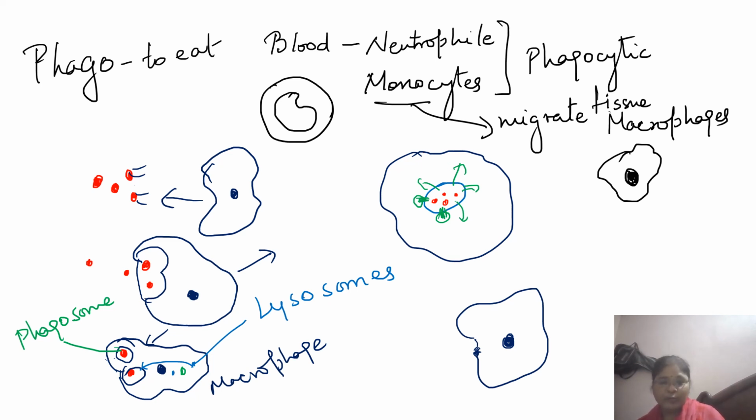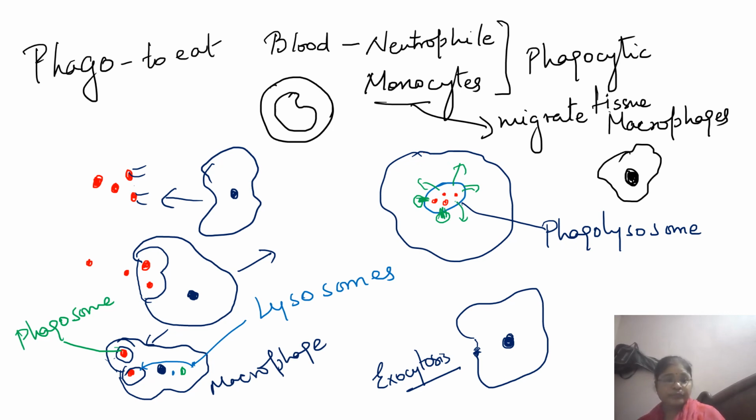phagocytosis. Okay, now what do we call this structure, the union of your phagosome and your lysosomes? We call it a phagolysosome. And what happens here, you can see, after digesting it, it throws out the undigested product out of the cell via exocytosis. So this is how it basically does phagocytosis.